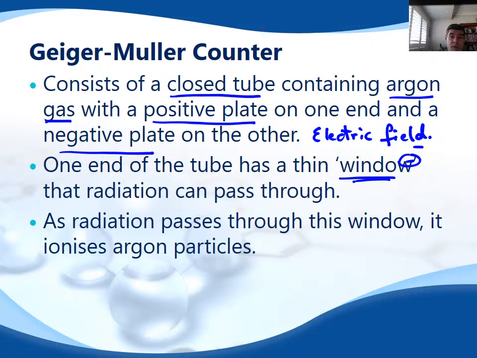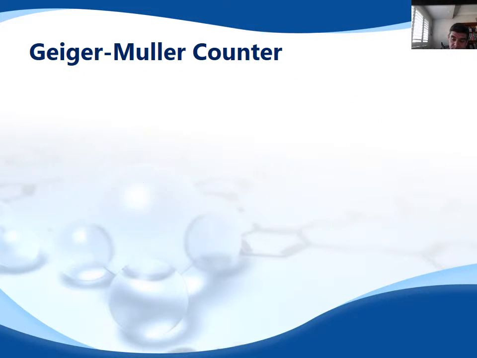The idea with the Geiger-Muller counter is that we want the radiation that is passing through to ionize the argon. That's the critical bit here. The radiation must ionize the argon particles, and once they become ionized, then they become positively or negatively charged, and then they will interact with the electric field.